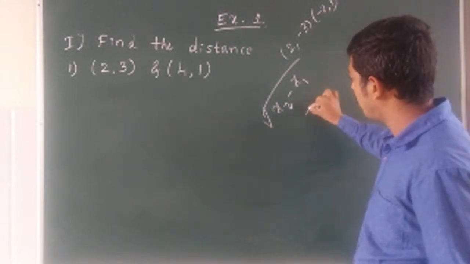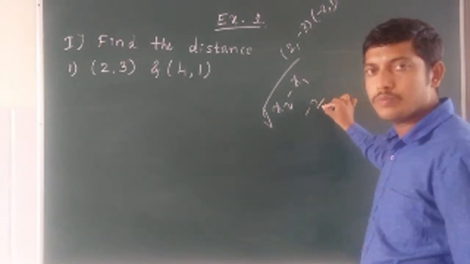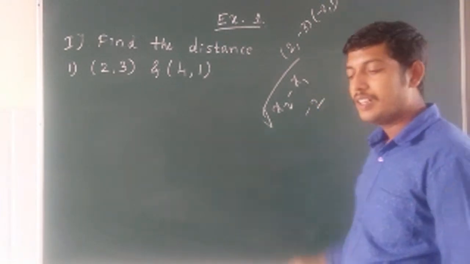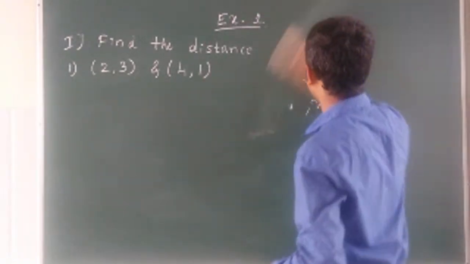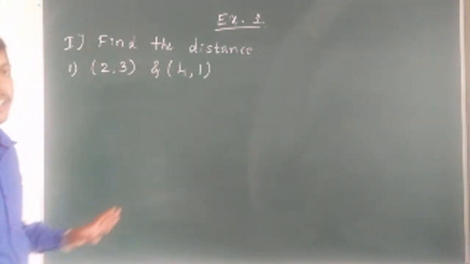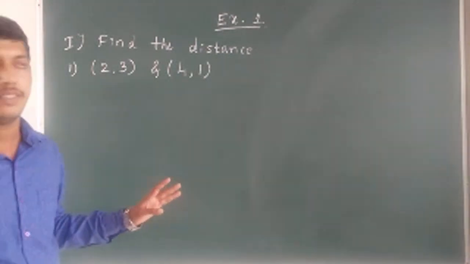So then you will directly write here 2. Minus is present, you will write 2. But that is wrong. You have to consider the sign also. Therefore, you have to concentrate on sign also. Otherwise, you will get the wrong answer.